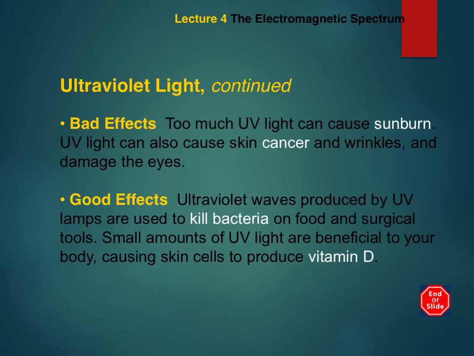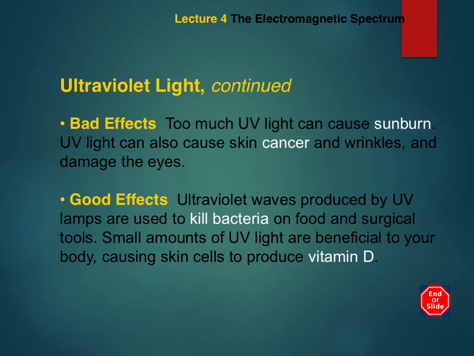So UV light is both bad and good. We have UV light coming right from the sun, so it can cause sunburn, as many of you pale people know, like me. UV light can also cause skin cancer, wrinkles, and damage the eyes. It affects the pigments in our skin, causing them to change color or turn red as a sunburn.